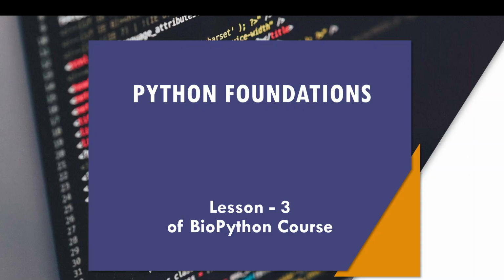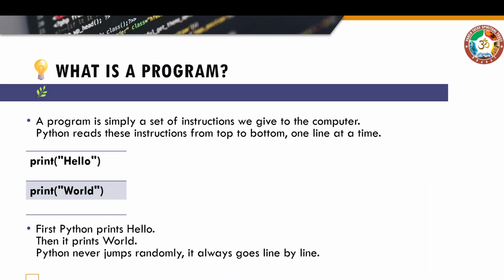So let's begin with what is a program. A program is a list of instructions that we give to a computer. That's it, nothing more. Now a computer cannot think, a computer cannot decide, and a computer cannot assume anything. It only does exactly what we tell it to do.